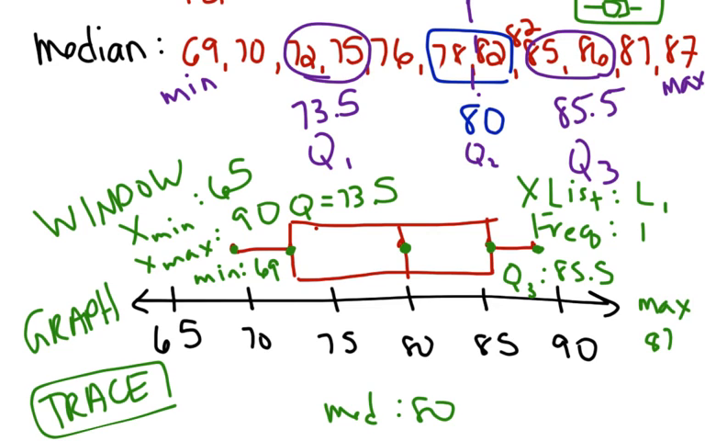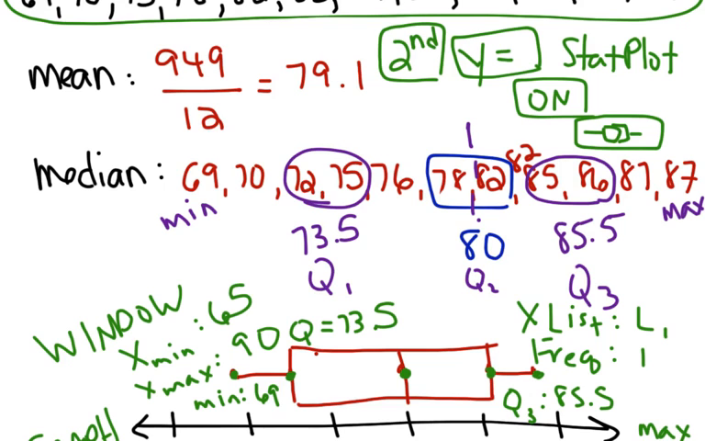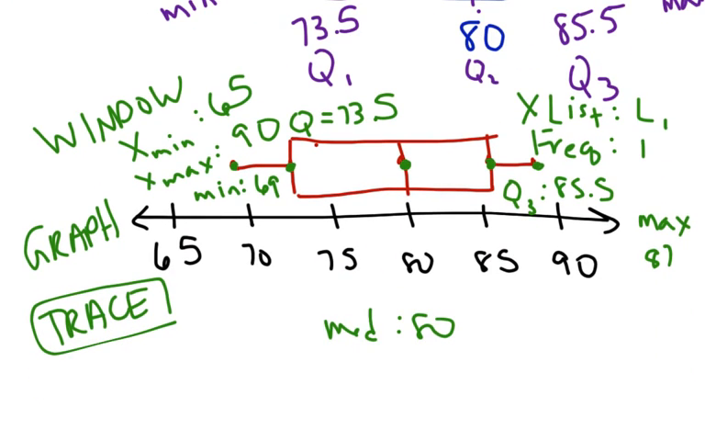So without having to find all that information on your own, if you just type the data into list 1, turn your stat plot on, make it be a box and whisker display, and change your window to go a little bit less than the minimum and a little bit more than the maximum, then the graphing calculator will do the box and whisker display for you, and when you hit trace, it'll go between all the pieces of information that you need to know.